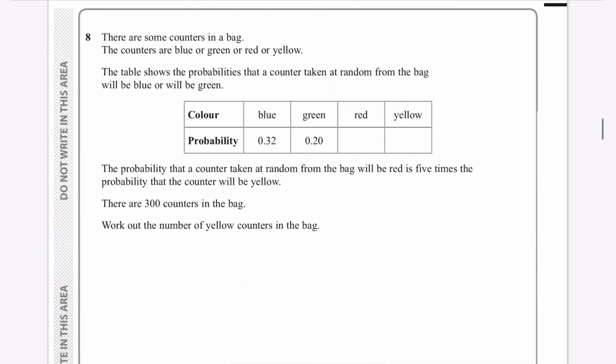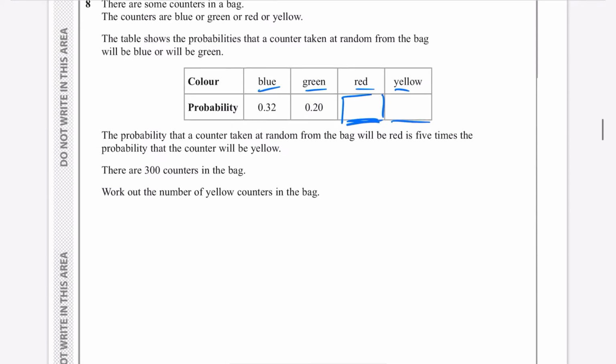Okay, question 8. There are some counters in a bag. The counters are either blue, green, red, or yellow, which we can see in the table. The table shows the probabilities that a counter taken at random from the bag will be blue or will be green. The probability that a counter taken at random from the bag will be red will be 5 times the probability that it will be yellow. So this one is going to be 5 times more than yellow. And then it says there's 300 counters in the bag, work out the number of yellow counters.